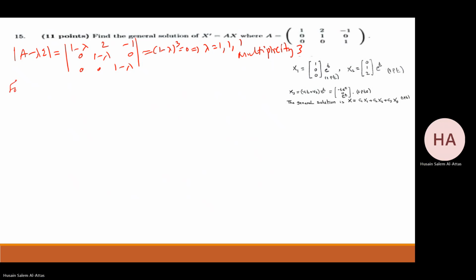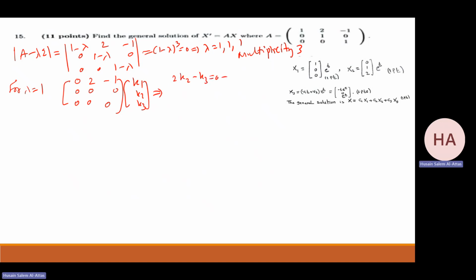eigenvectors. So for lambda equal 1, what will I get? I will get 0, 2, minus 1, 0, 0, 0, 0, 0, 0, times k1, k2, k3. So I have only this equation, 2k2 minus k3 equals 0. In other words, k3 equals 2k2. So what are the free variables? Notice I have two free variables, which are k1 and k2. K1 I have no restriction on, and K3 depends on K2. So these are my free variables.